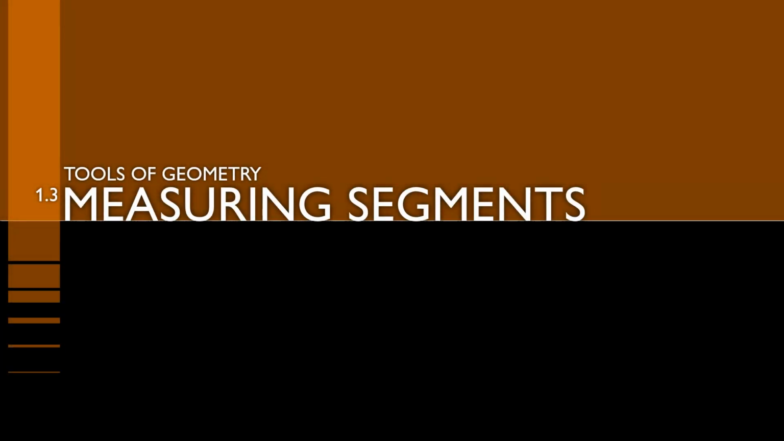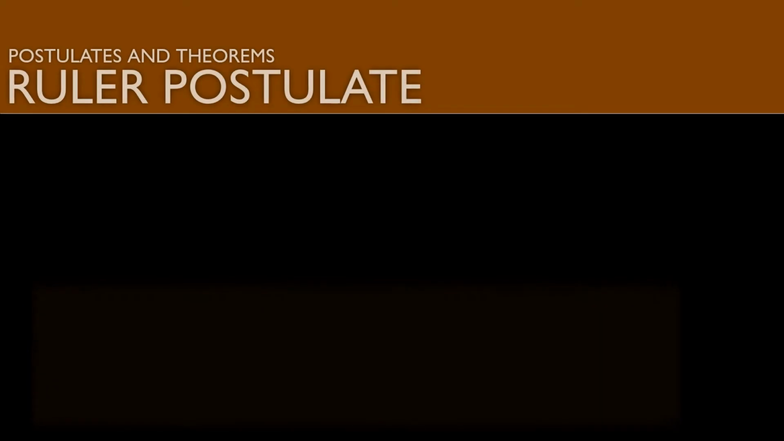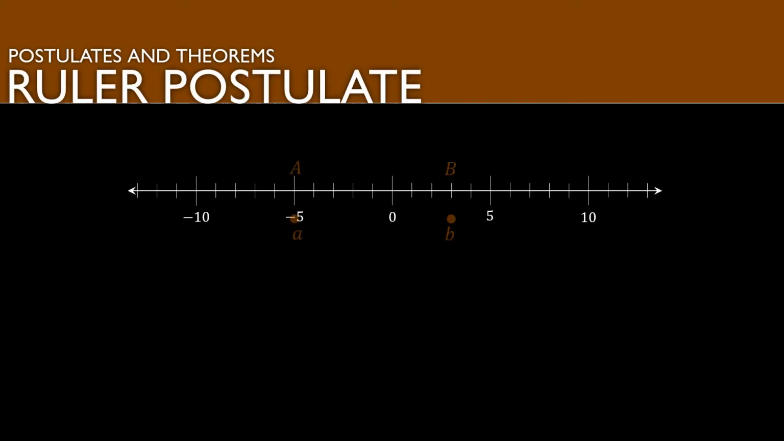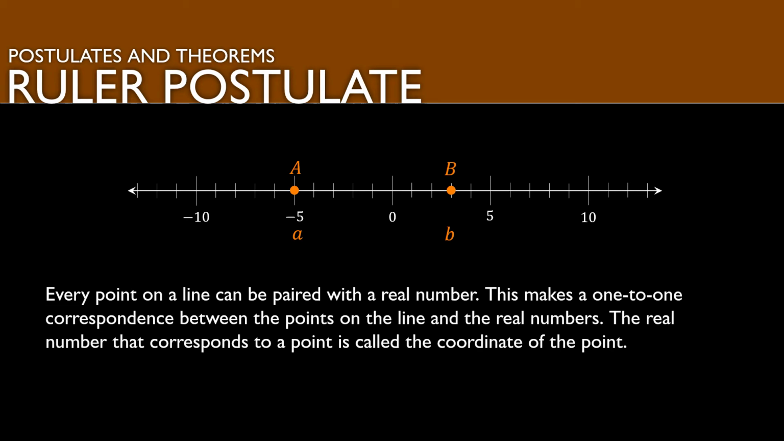So now we're moving into the next section of tools of geometry, which is measuring segments. And here we're going to find our first named postulate, which is the ruler postulate, or postulate 1.5. It states that every point on a line can be paired with a real number. This makes a one-to-one correspondence between the points on the line and the real numbers.